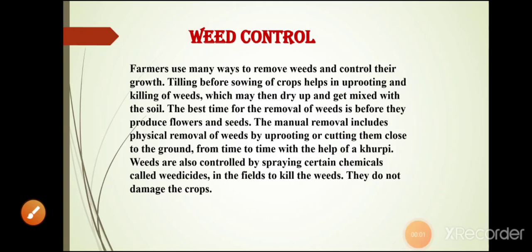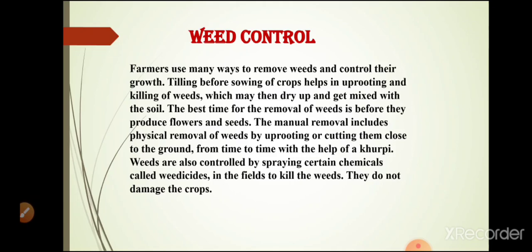Another method is weedicide. So what is weedicide? There are certain chemicals which we call weedicides. These weedicides are sprayed in the fields with the help of a sprayer, right? So the weedicide is first diluted with water and then sprayed in the field with the help of the sprayer. Then students, these chemicals check the growth of many weeds but do not affect the main crop.